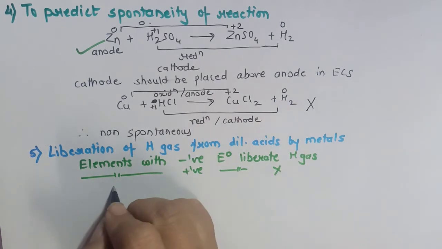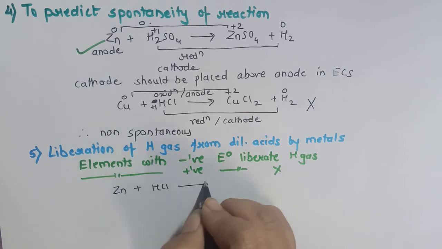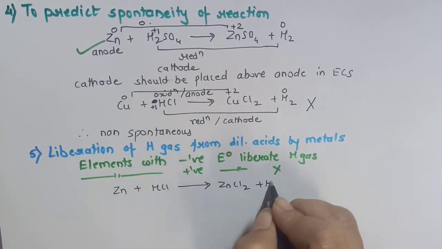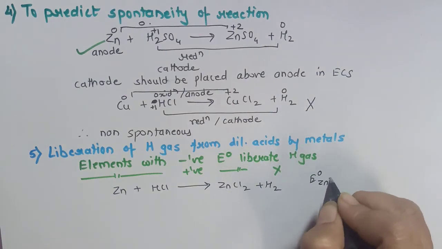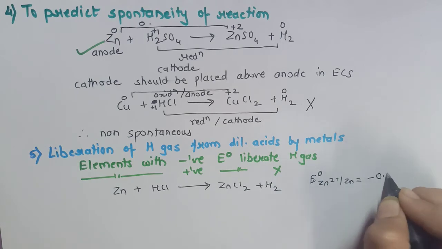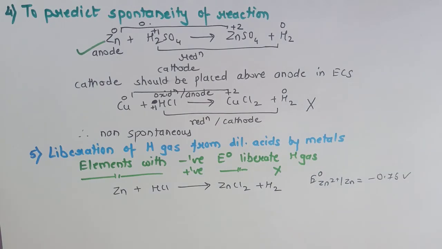For example, when zinc is treated with HCl, we get ZnCl2 plus hydrogen. Here zinc is getting oxidized, hydrogen is getting reduced. Since zinc is getting oxidized, it will act as anode. Since hydrogen is getting reduced, it will act as cathode. Now let us have a look at the E naught value. E naught value of zinc is minus 0.76 volt. Since the SRP of zinc is negative, it will be able to liberate hydrogen gas and therefore this reaction will be possible.